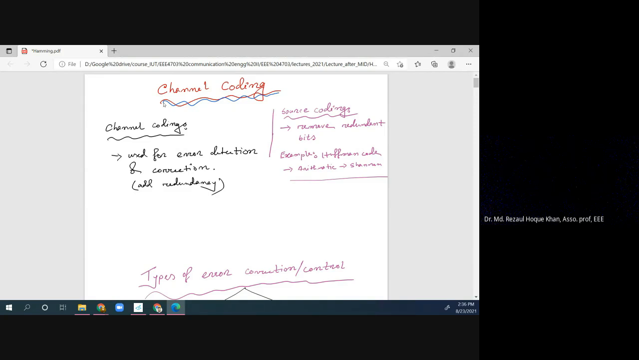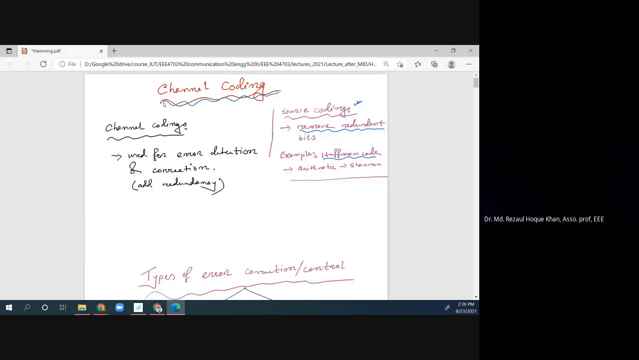So what did we do in source coding? What is the purpose of source coding? The purpose of source coding is to remove the redundancy. What is the redundant bit? Bits which occur very often. For example, in our JPG or MPG still picture or movie, we compress it before transmitting to reduce the data size. That is what we do in source coding. In source coding, we discussed only one topic, which is the Huffman code. Other stuff we didn't discuss there.